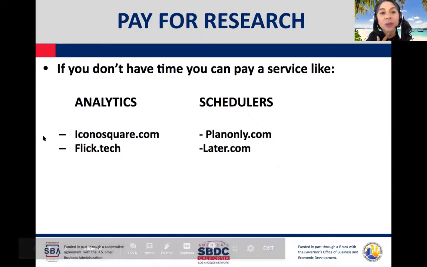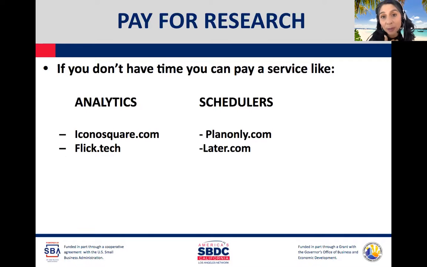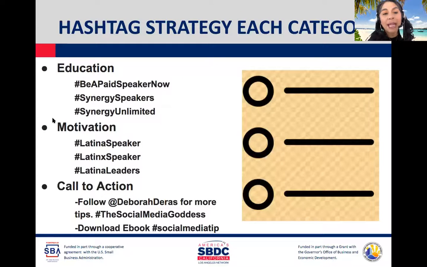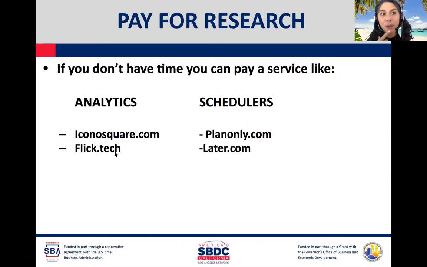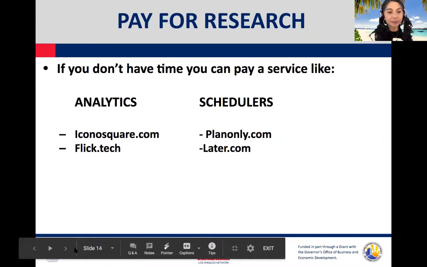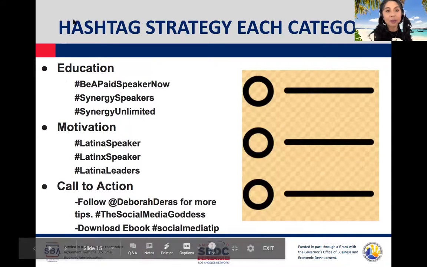If you don't want to do the research yourself, you can pay to have other people do the research for you. If you want analytics, you can go to iconosquare.com or flick.tech. You have to pay to get that information. I like schedulers because schedulers are lower cost, like $10 a month, compared to this, which I think is 99 or 200 or 500 or something like that. These are much cheaper. So later.com, Planoly, also Plann. Schedulers will schedule your post, let you see the visual output of it, but then also recommend hashtags. Very important.